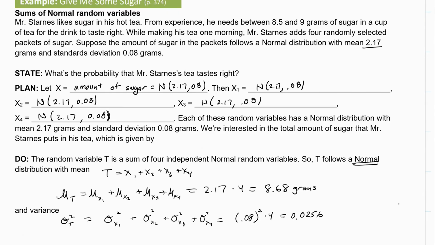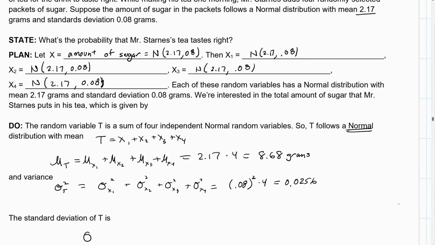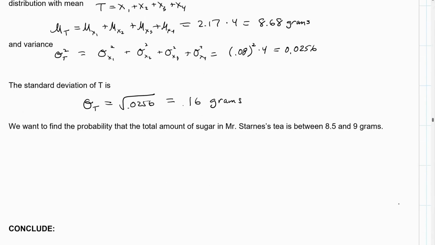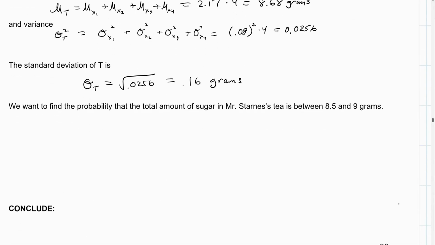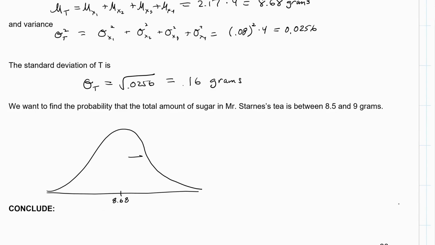Now, if you want the standard deviation, you're going to have to take the square root of 0.256, and that ends up being 0.16, and that unit is in grams. So, in summary, the amount of sugar in Mr. Starnes' tea centers around 8.68 with a standard deviation of 0.16.